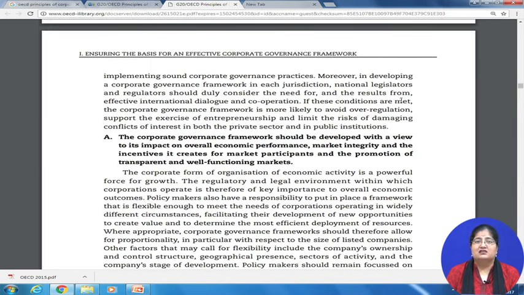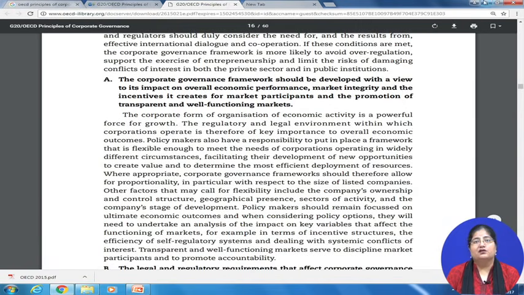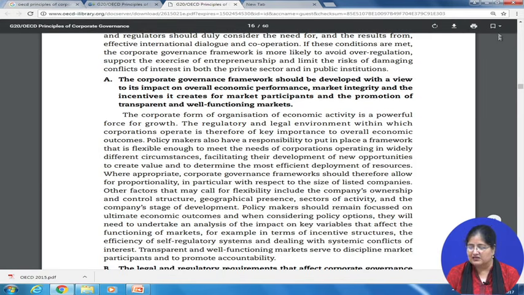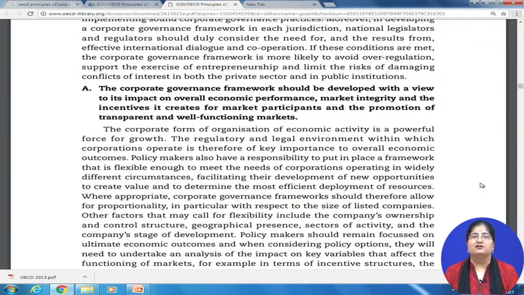Okay. The next, under this, the corporate governance framework should be developed with a view to its impact on overall economic performance, market integrity and the incentives it creates for market participants and the promotion of transparent and well functioning markets. Let me see if I can increase the size even more here. Okay, this might be easier for you to read. Okay. And the incentives it creates for market participants and the promotion of transparent and well functioning markets.